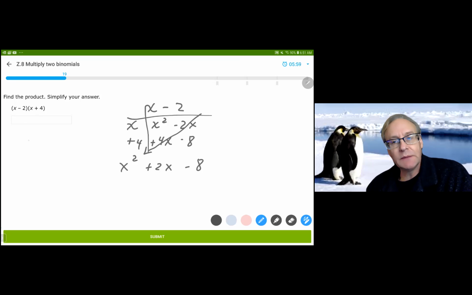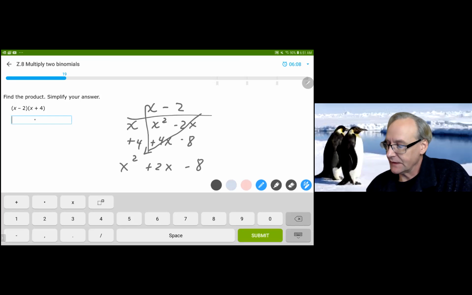The thing you want to keep in mind is that the whole point is that you're eventually going to want to be able to take it apart. The x times the x gives us the x squared. Our middle term comes from adding the negative 2x with the 4x. And notice that positive 4 plus negative 2 is positive 2x. And the last terms are minus 2 times positive 4, which is minus 8.